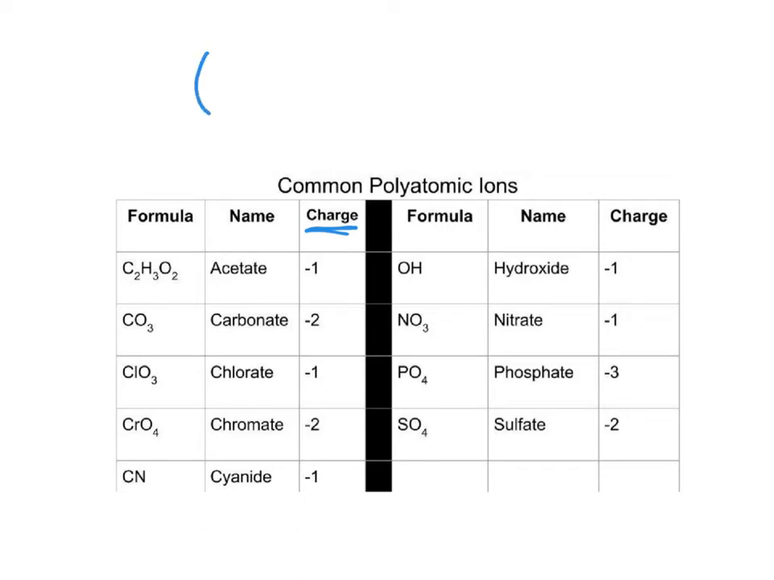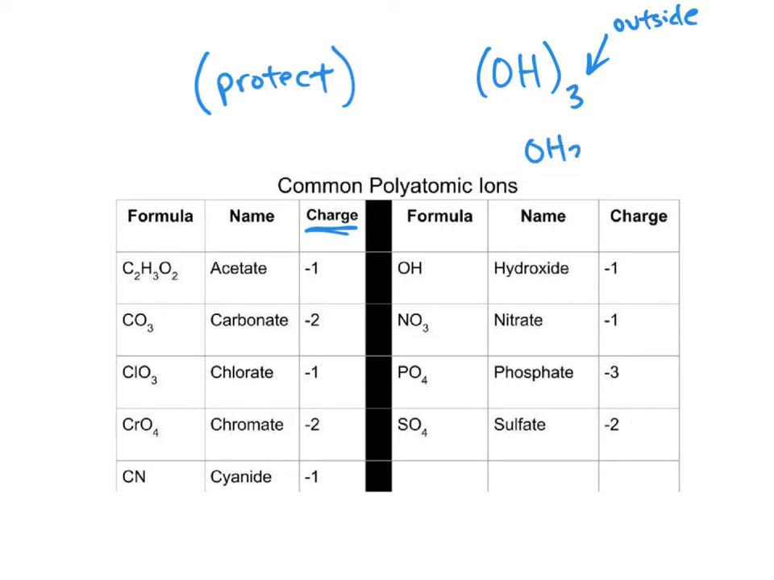And we talked about how we use parentheses to protect the polyatomics. So like if we have hydroxide, OH, we'd put parentheses around it before we put any number right here. So this number goes on the outside. It doesn't go on the inside of the parentheses. So yes, you have to have parentheses there. If you said OH3 like that, well then guess what? You are wrong. So don't do that. Put parentheses to protect the polyatomic.